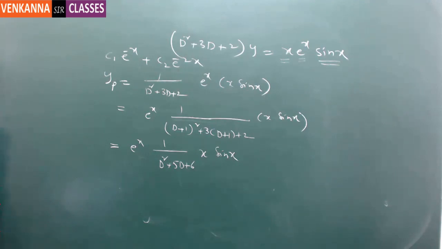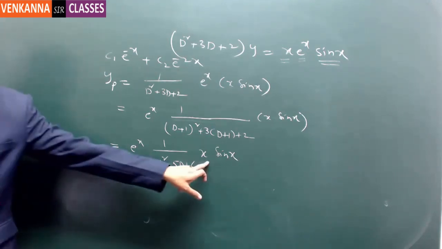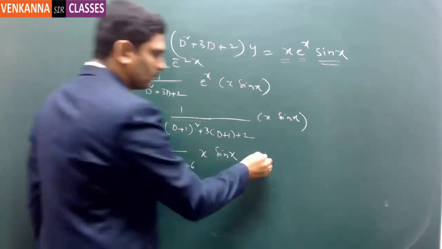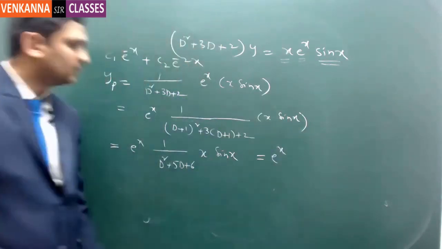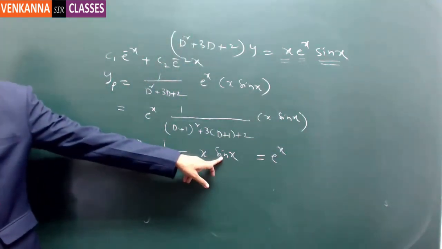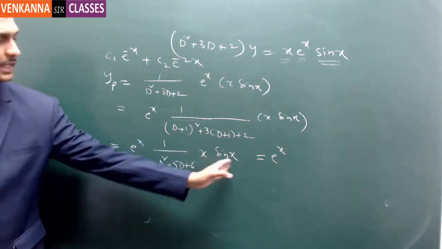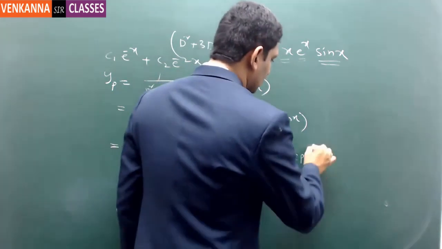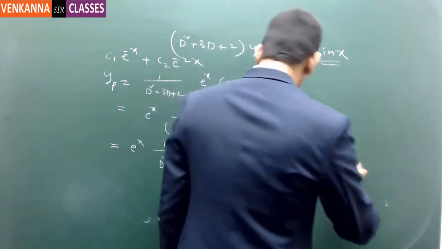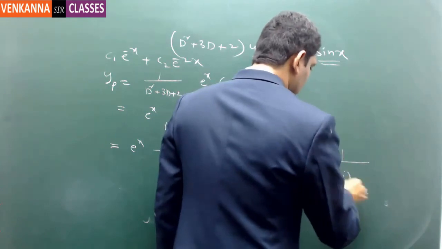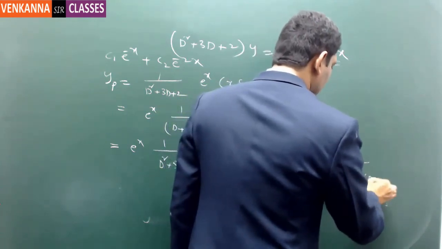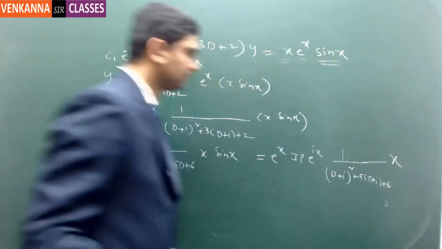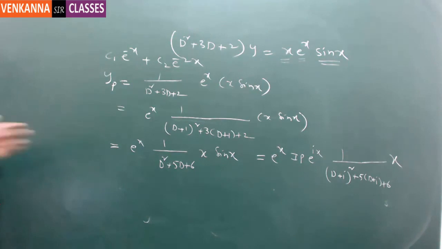Now here what happens? We go with the regular procedure that I described. So e power x, in place of sin x we can write the imaginary part, because it is x into something. So the imaginary part of e power ix, 1 by (D plus i) whole square plus 5 into (D plus i) plus 6 of x. So can you simplify and give me the denominator value?